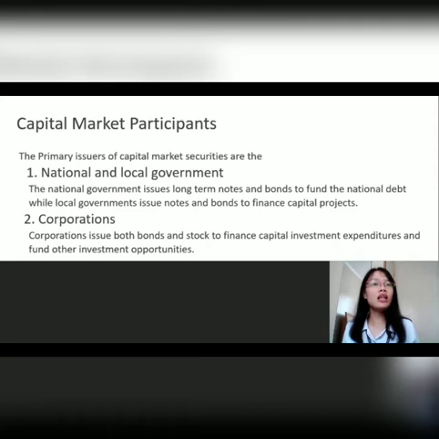The second one is the corporations. Corporations issue both bonds and stocks to finance capital investment expenditures and fund other investment opportunities. Corporations may enter the capital market because they do not have sufficient capital to fund their investment opportunities.